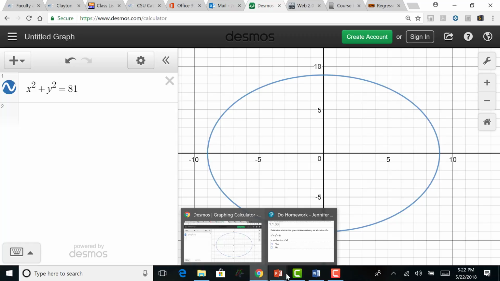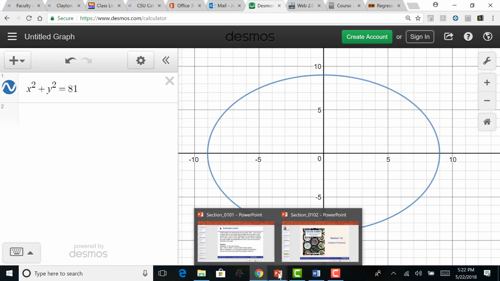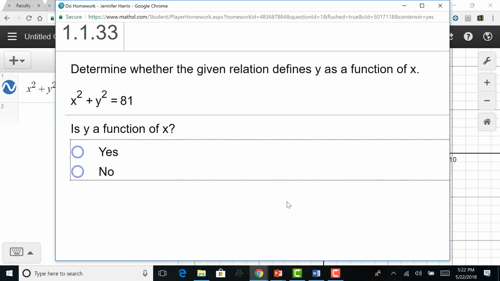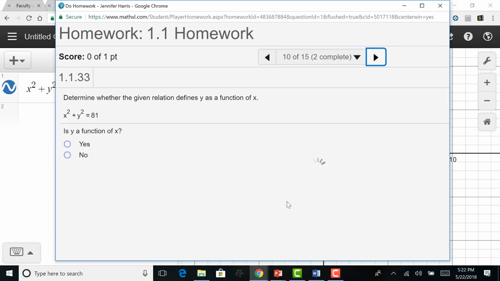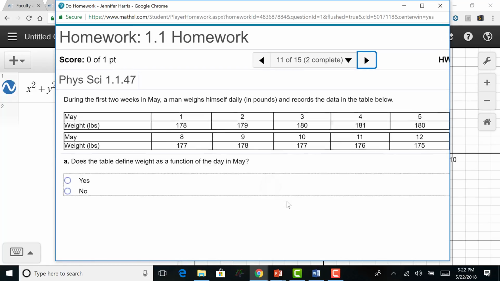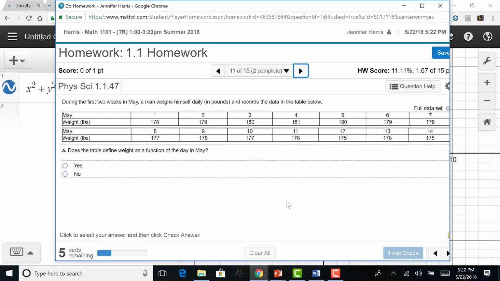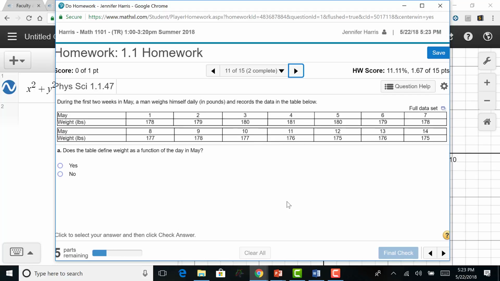All right, let me see where I was. Homework. All right, so we did that one, and let's look and see what the rest of them look like. All righty, this is an interesting one. They're talking about, during the first 2 weeks in May, a man weighs himself daily and records the data in a table. We've done that before, right? Let me put this in this table and see how many pounds I lost. Does the table define weight as a function of a day in May?